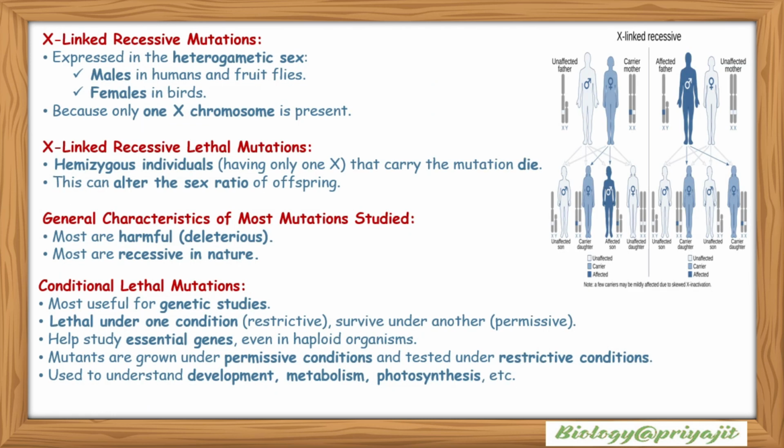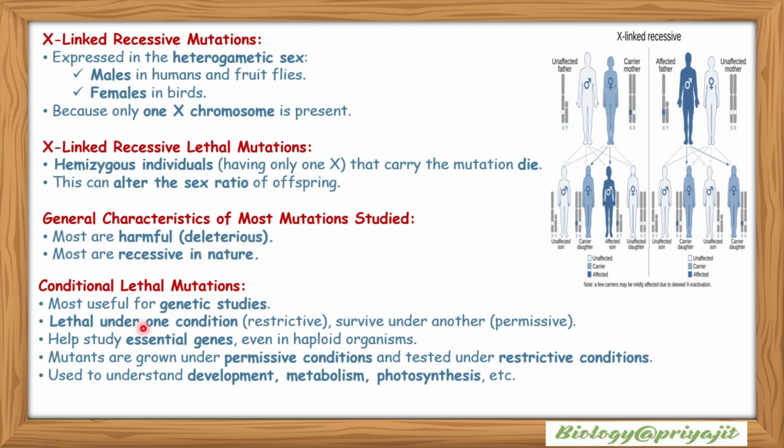Now we study X-linked recessive mutations, which are expressed in the heterogametic sex, males in humans and fruit flies and females in birds, because only one X chromosome is present. X-linked recessive lethal mutations: hemizygous individuals having only one X that carries the mutation die. This can alter the sex ratio of the offspring. General characteristics of most mutations studied: most are harmful or deleterious and most are recessive in nature.